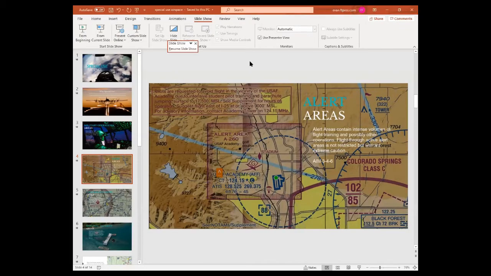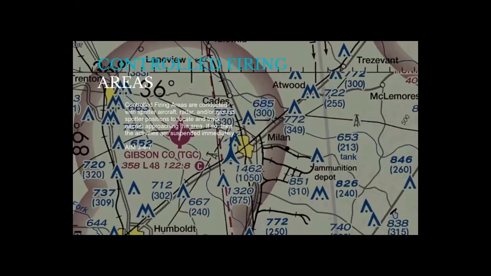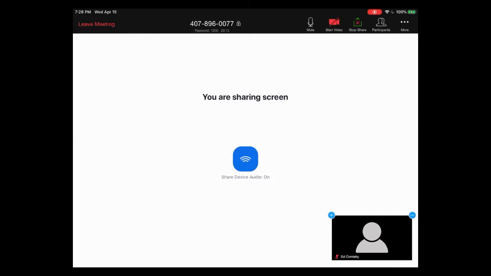So next on the list is our controlled firing areas. Be aware that there's something specifically peculiar about these. Oh, hold on one second. You guys don't see my screen. There we go.